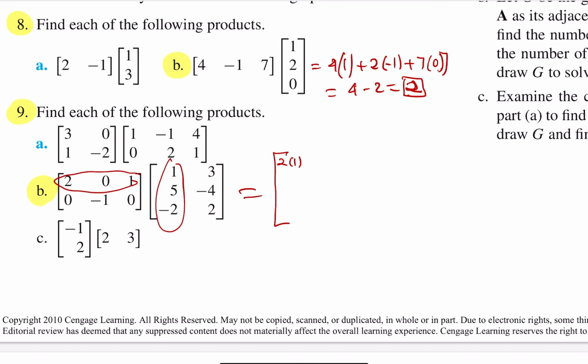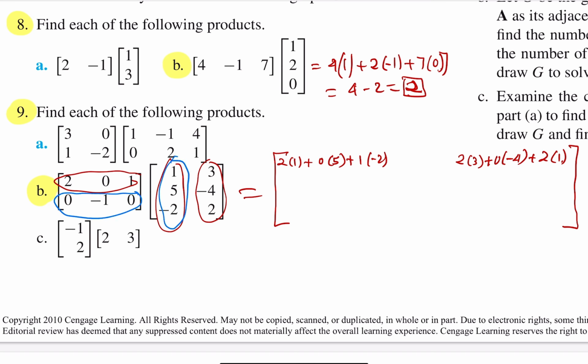You will have 2 times 1 plus 0 times 5 plus 1 times -2. That's the first one. The next one is this one. The next one is 2 times 3 plus 0 times -4 plus 2 times 1. Close it. And the next one is this one. It's this one times this one.